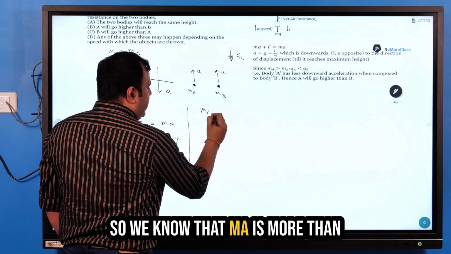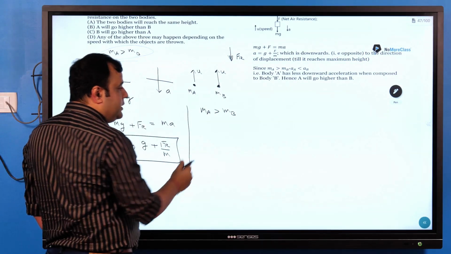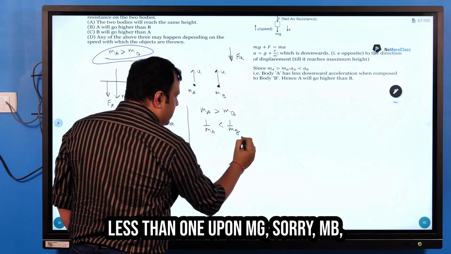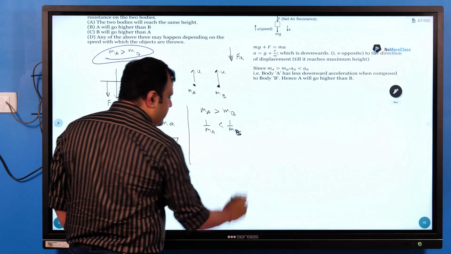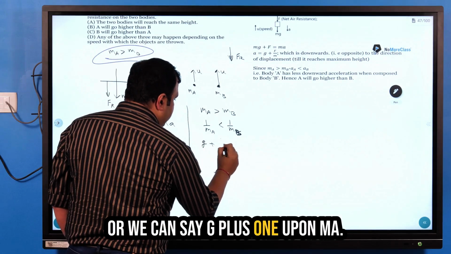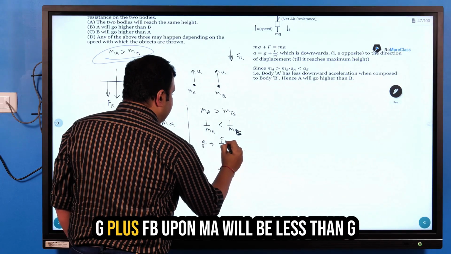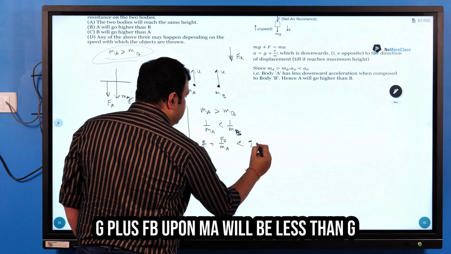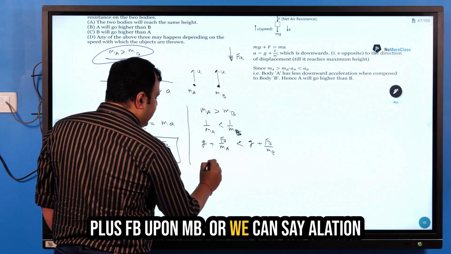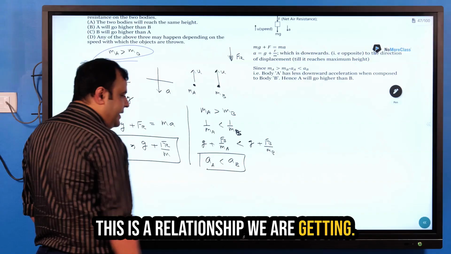So we know that MA is more than MB according to the question. Then we can say 1 upon MA will be less than 1 upon MB. Or we can say g plus FR upon MA will be less than g plus FR upon MB. Or we can say acceleration of A will be less than acceleration of B. This is the relationship we are getting.